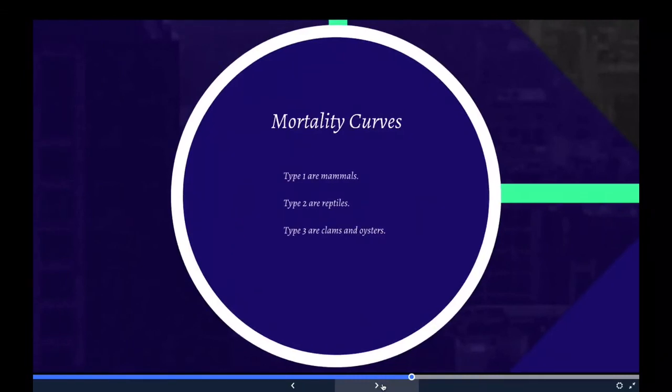And finally, we have mortality curves. There's three types of mortality curves. Type 1 is mammals, who have a much higher mortality rate in old age. Type 2 are reptiles, which have a constant mortality rate over their lifetime. And type 3 are clams and oysters, who have a high mortality rate when they are young.